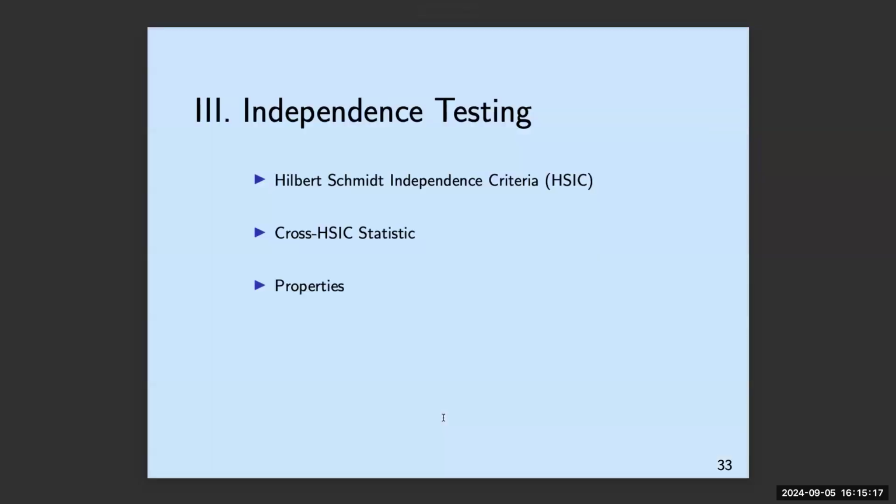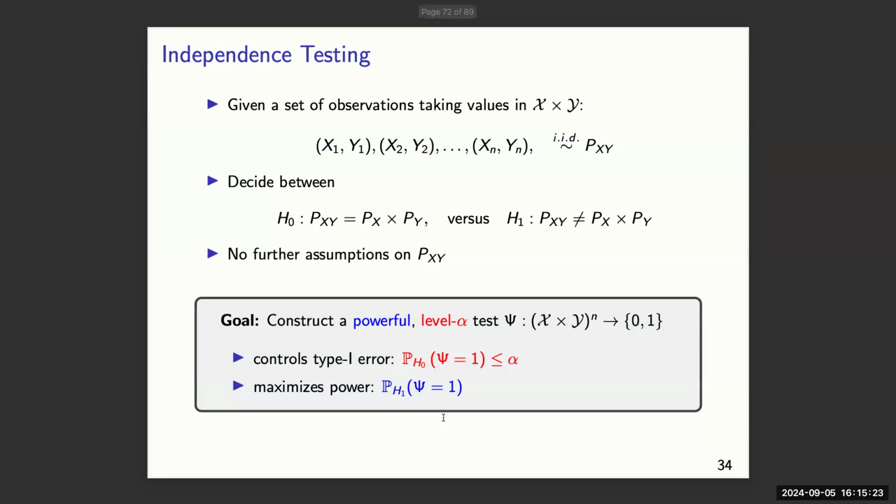Okay, so I'll just quickly talk about a related problem of independence testing and how we can apply the same ideas to this problem. So here's the definition. Here we have n paired observations, x1, y1, x2, y2 through xn, yn. These are drawn IID from a joint distribution pxy. And we want to test whether pxy is equal to the product of its marginals. That is, are x and y independent or not? And again, we make no further assumptions, and we want to construct a level alpha test of independence.